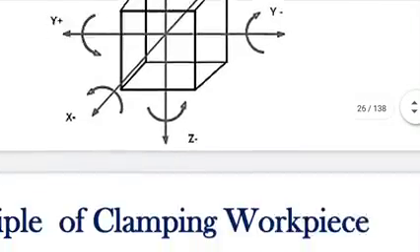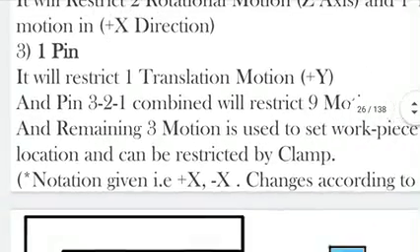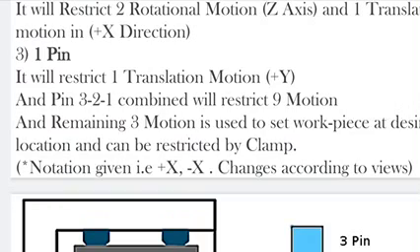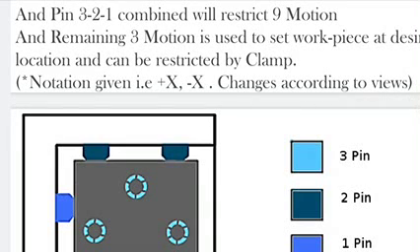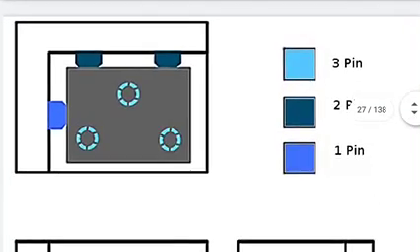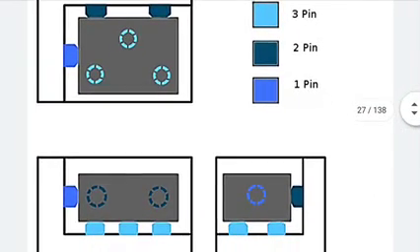Okay, moving to our next point. 1 pin will restrict 1 translational motion, that is plus y only. Therefore 3 plus 2 plus 1 combine to a total of 9 motions, and the remaining 3 motions are used to set the workpiece at a desired location and can be restricted using the clamping method. What are the clamping techniques, we are going to see in the next lecture. Now see the diagram and you can understand well what the 3-2-1 principle is.